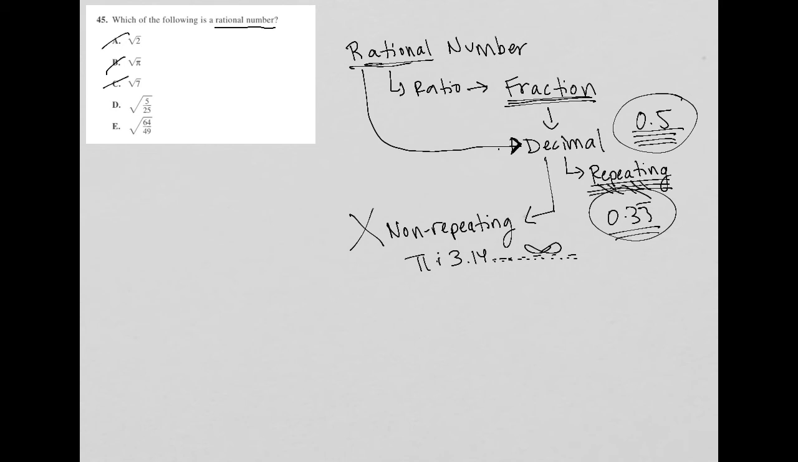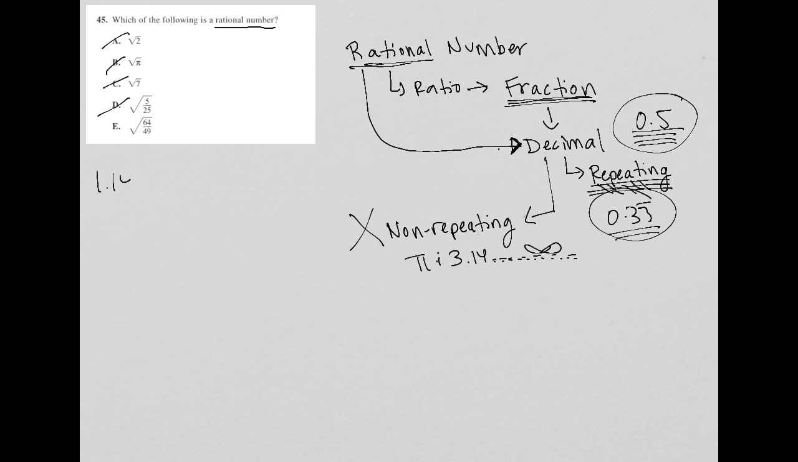When we do 5 divided by 25, which is 0.2, and then I take the square root of that, it looks like I am also getting a non-repeating decimal. So choice E better be correct, but let's just check it out. So I have 64 divided by 49, and then I take the square root of that, and it looks like, oh, see, I am getting a repeating decimal, so let's check it out.